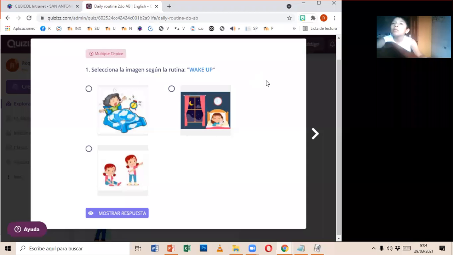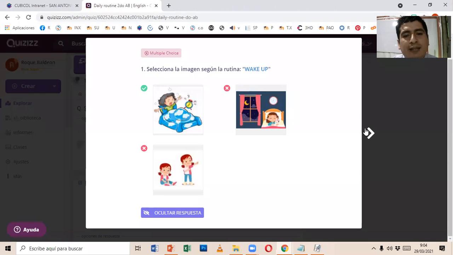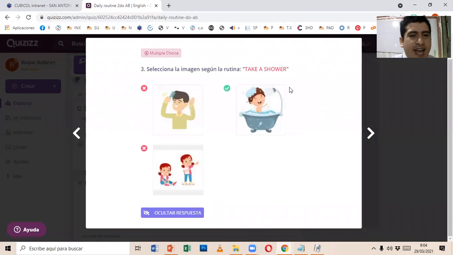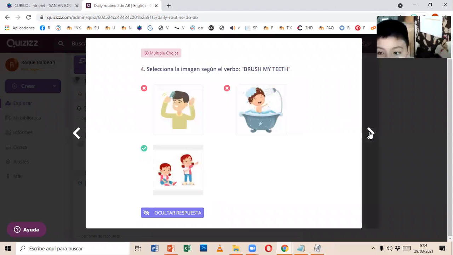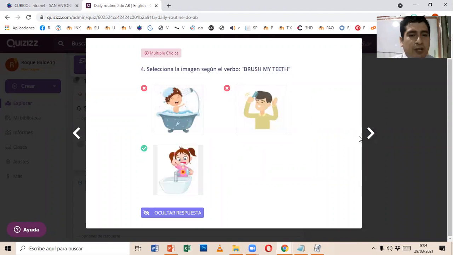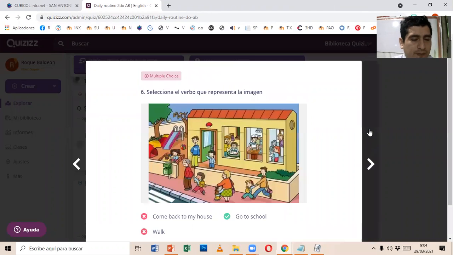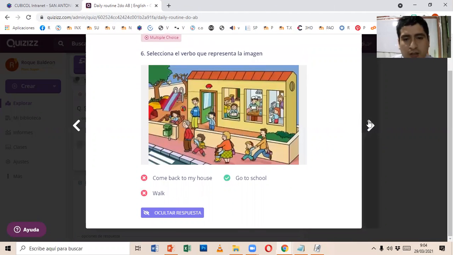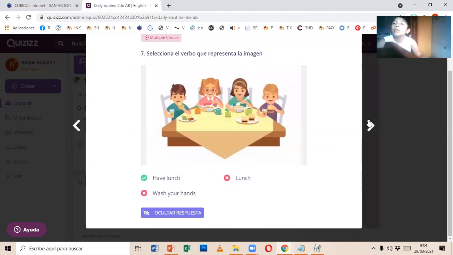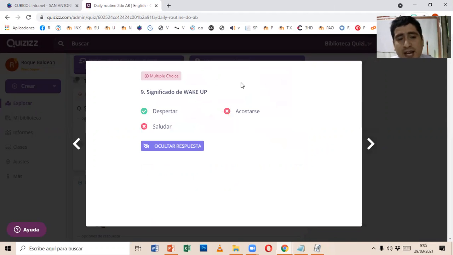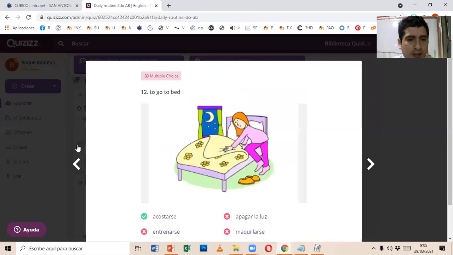Okay, come on, wake up, it means despertarse, vestirse, get dressed, I take a shower, darse un baño, brush my teeth, cepillarse los dientes, have breakfast, tomar desayuno, good. And the other one, go to school, ir al colegio, lunch, almorzar, good, do my homework, hacer mi tarea, good, wake up, remember that, daily routine, mi rutina diaria, next command.